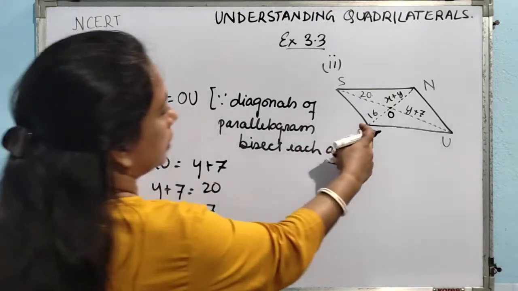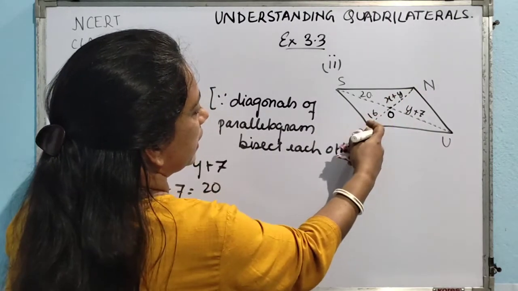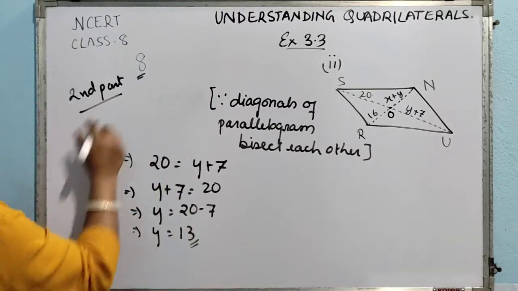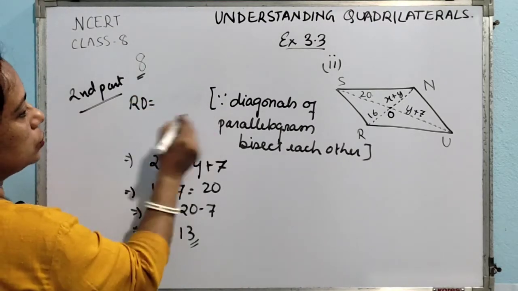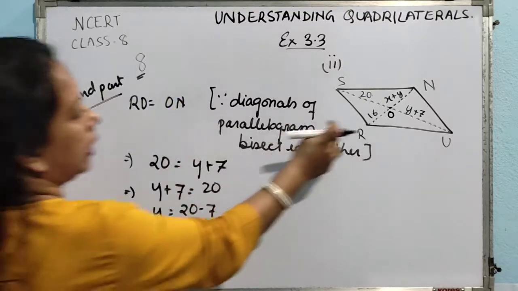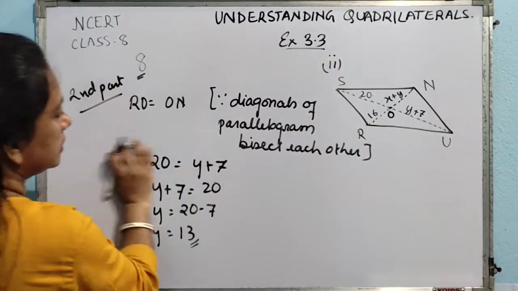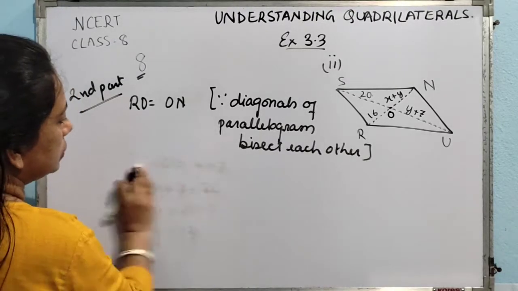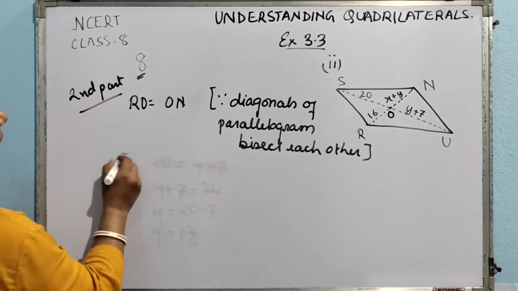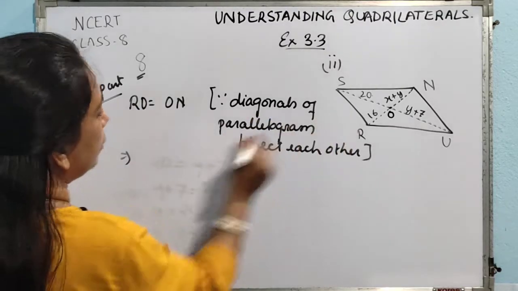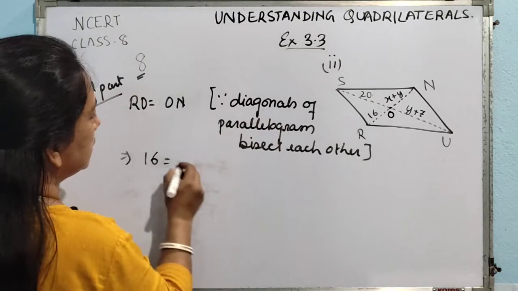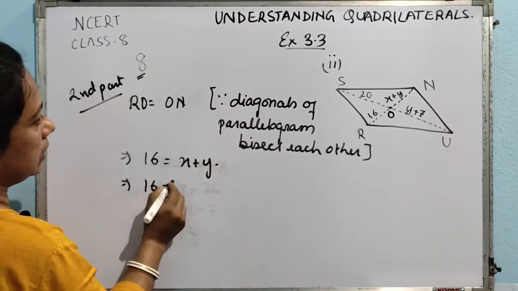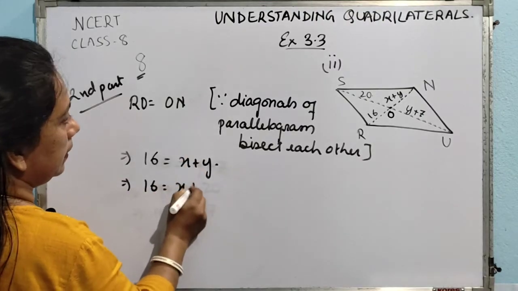Here the two parts of the diagonals are RO and ON. Now RO is equal to ON, since the same reason, diagonals of a parallelogram bisect each other. So we have written the reason. Now write the length of RO. RO is equal to 16. ON is equal to x plus y. So 16 is equal to x plus y.